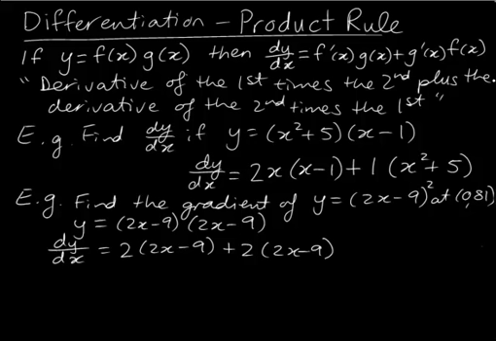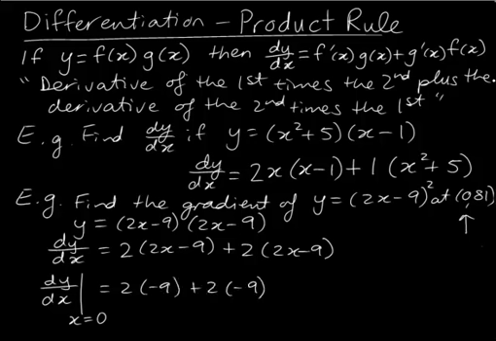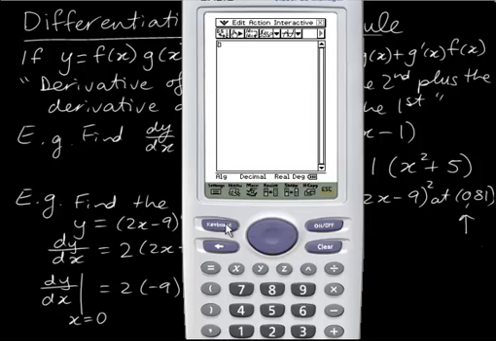Now, just looking at the question again, we're actually asked to find the gradient at a particular point. So what we want to do here is to work out dy dx at x equals 0, which is the x coordinate of the point that we're given. So that's going to be 2 times negative 9 plus 2 times negative 9, giving me a gradient of negative 36.